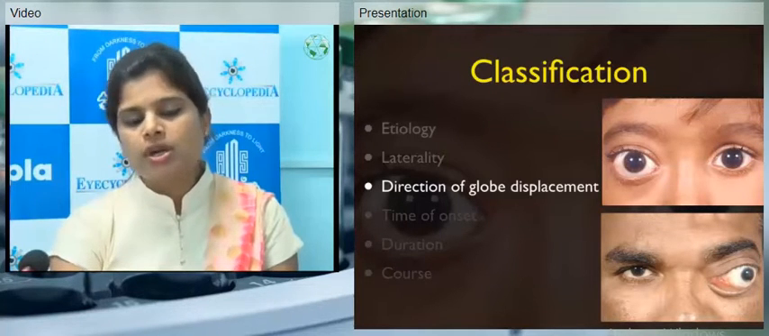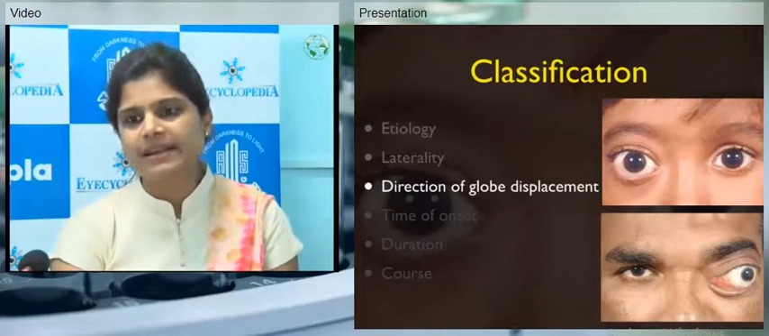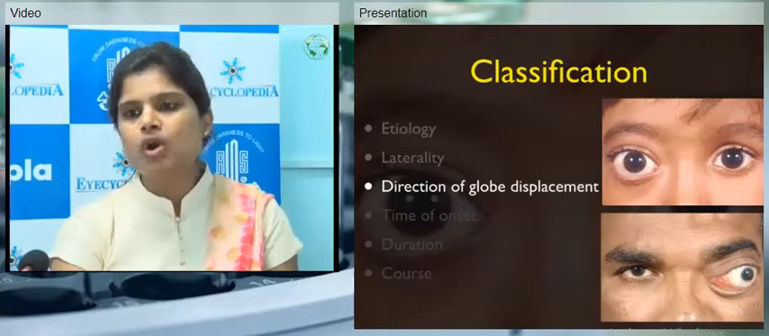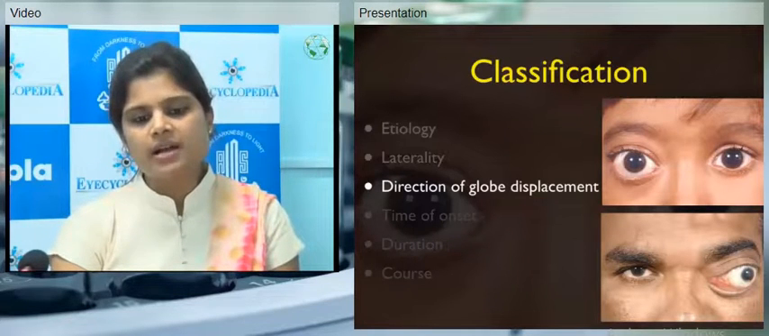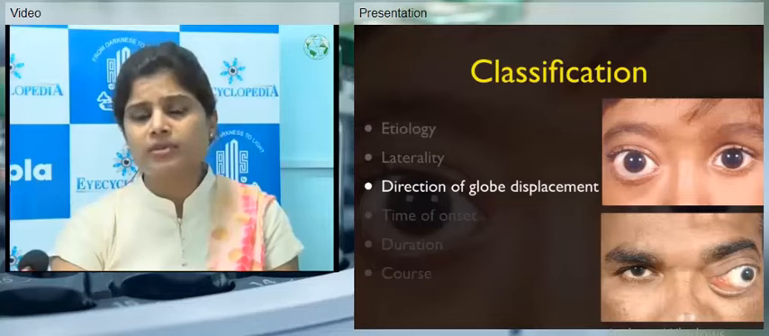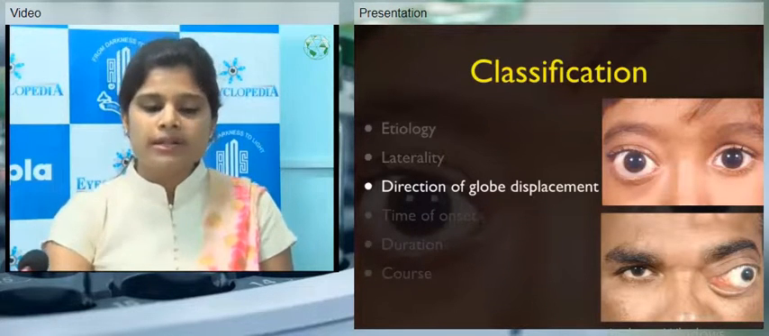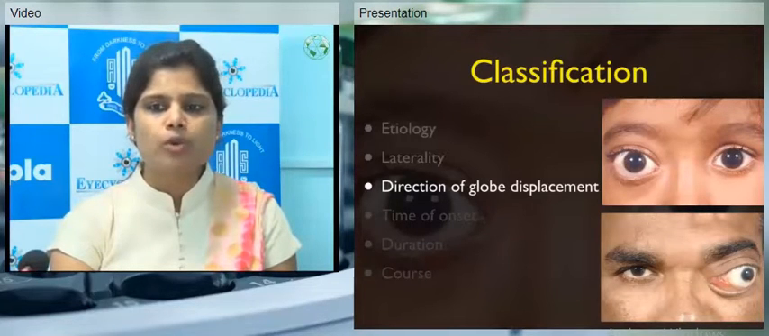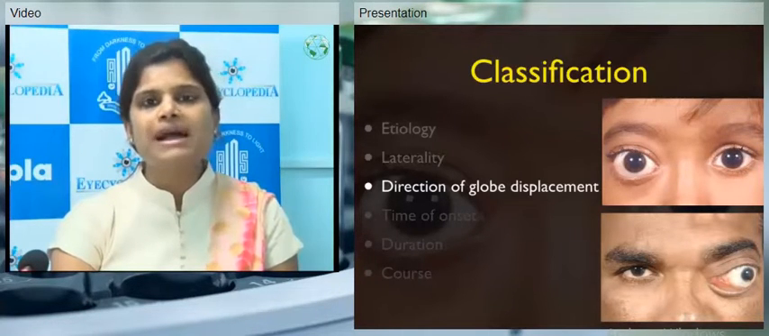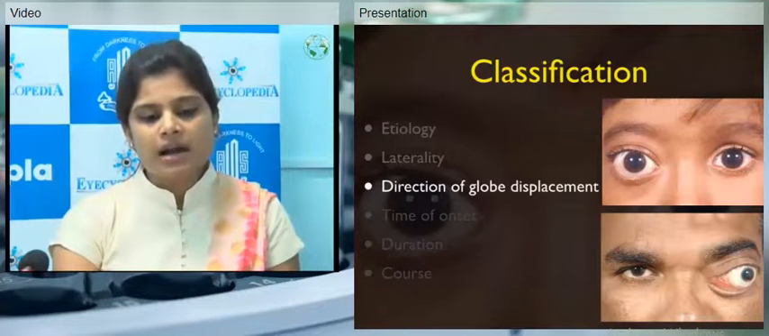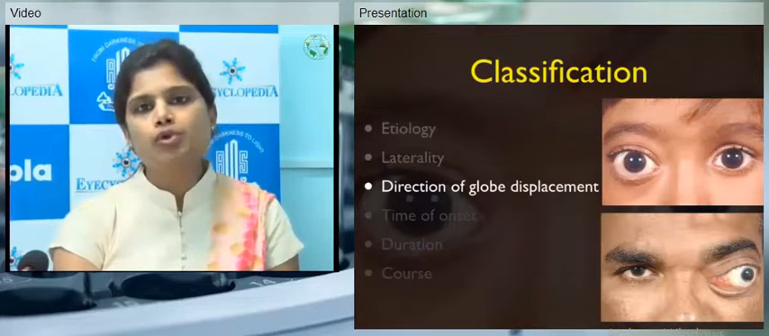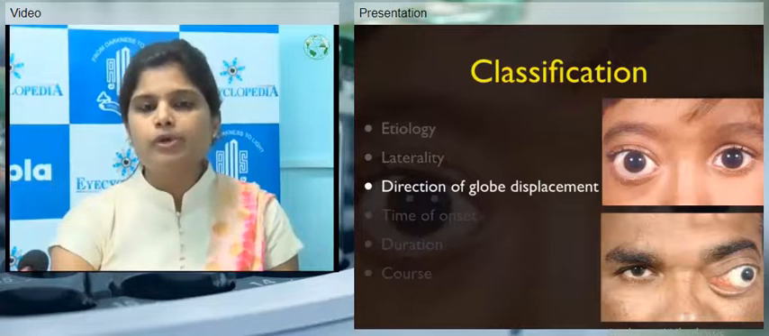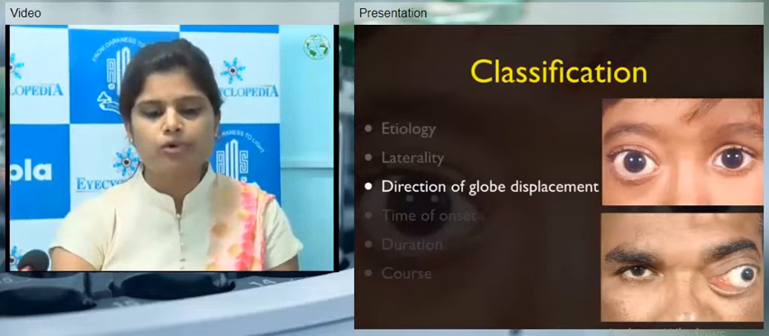Similarly, if the globe is pushed laterally and downwards, then the lesion is arising from the superonasal area. Whenever we think of the superonasal quadrant, we have to see whether it is a child or an adult. If it is a child, the most common tumor in the superonasal quadrant is rhabdomyosarcoma, which we have to keep in mind because it is a malignant tumor. In adults, the most common cause of a tumor located in the superonasal quadrant is a mucocele, which can be an ethmoidal mucocele or a frontoethmoidal mucocele.